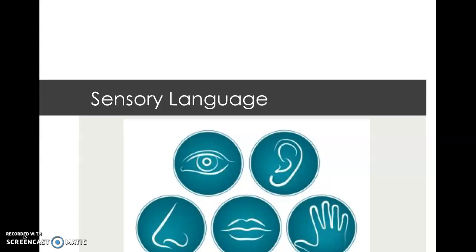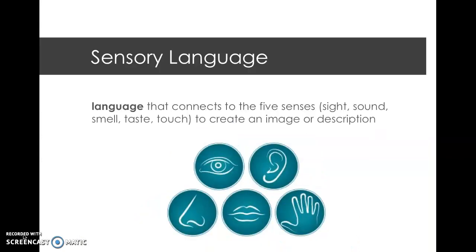I'm going to start today with what's called sensory language, which is basically language that paints a picture for the reader by connecting to what you're seeing, what you're hearing, what you're smelling, tasting, or feeling. The five senses that we have as human beings, you sometimes need to engage those senses in your writing, and that's called sensory language, or language that connects to the five senses to create an image or a description.